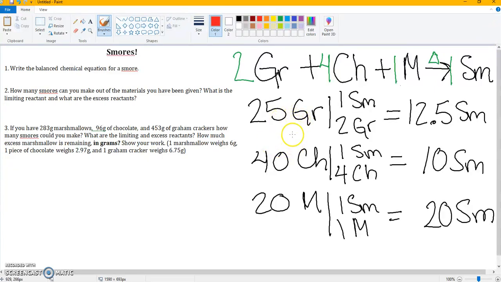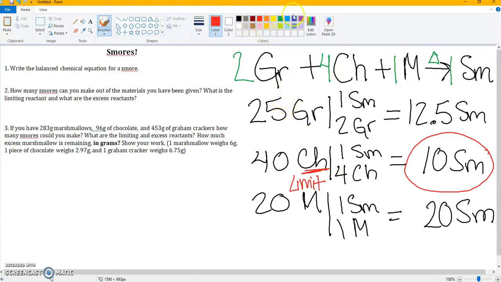So what I did, in order to find my limiting reactant, or what I could make, I converted all of my individual pieces into how many s'mores I could make with those pieces. So if I have 25 graham crackers, I can make 12.5 s'mores, because I need 2 graham crackers per s'more. 40 chocolates, I can make 10 s'mores, and 20 marshmallows, I can make 20 s'mores. So my limiting factor, the one that limits me, is the one that makes the least amount of s'mores. Because after 10 s'mores, I can't make any more. I have run out of chocolate, and so therefore chocolate is my limiting factor.